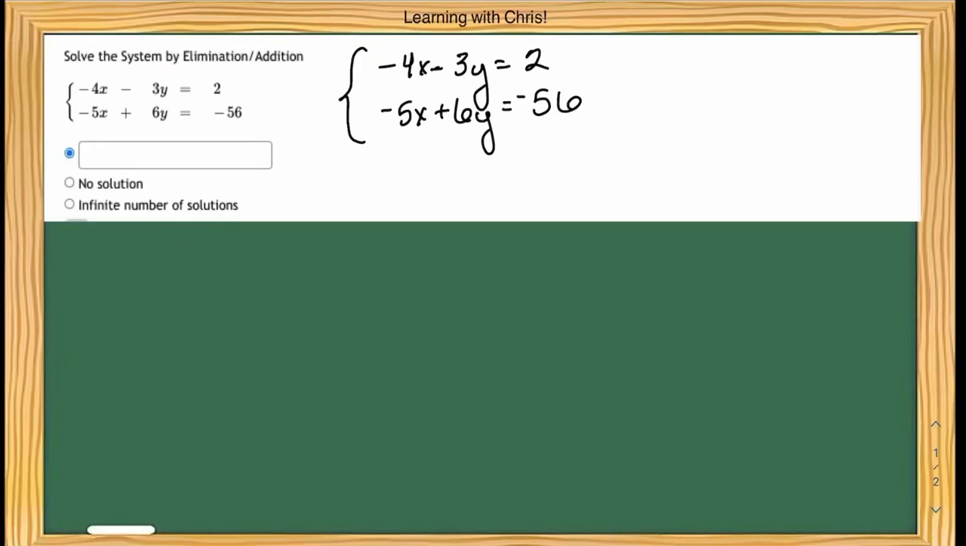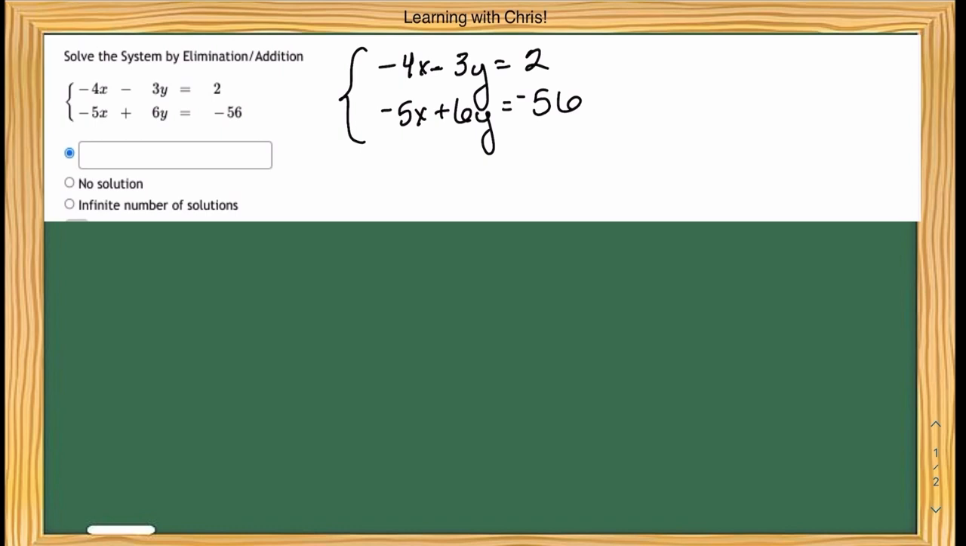So the directions tell us that we're going to solve the system of equations by elimination and addition. Our system of equations is negative 4x minus 3y equals 2 and negative 5x plus 6y equals negative 56. I've already rewritten our equations so that we were ready to go once we started. So we're going to look at our variables and see if any of our coefficients match up.